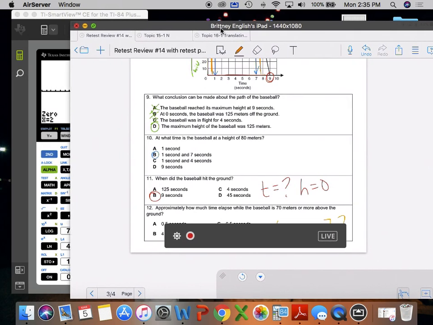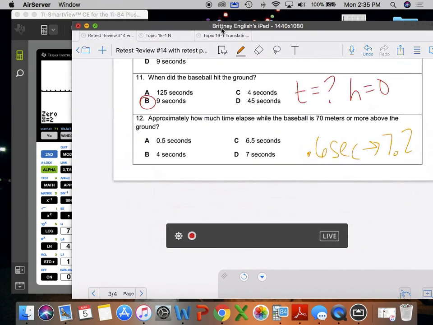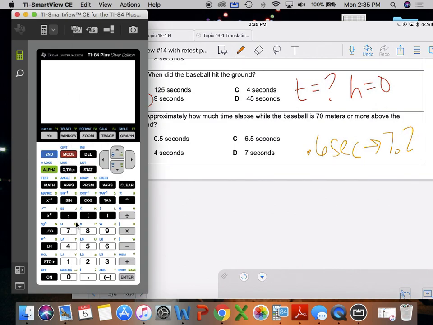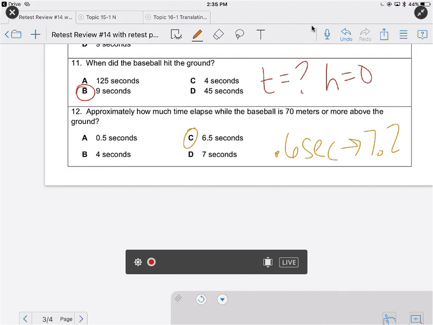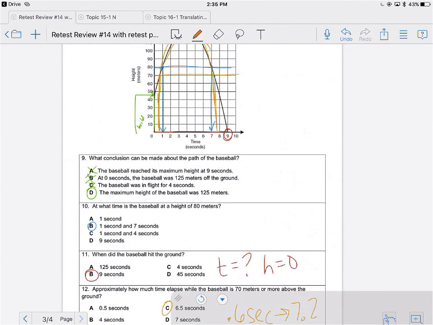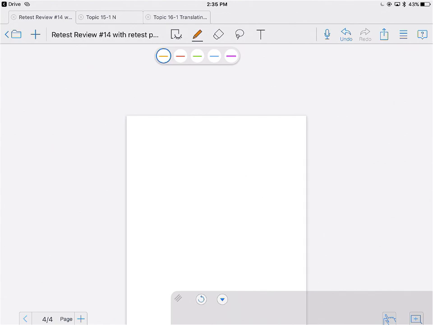So it's above 70 from 0.6 seconds to 7.2. So let's find that total, 7.2 minus 0.6. So about 6.6. C is the closest to that. So for that, you just find the 2 points where it hits and then subtract them. And that's all.